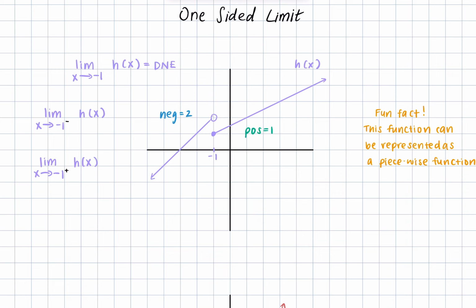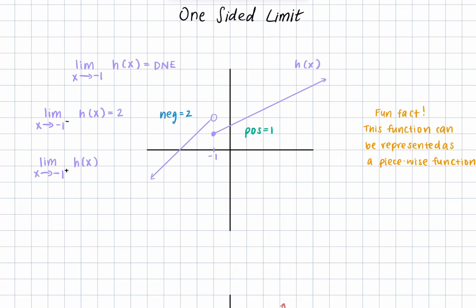Let's do the negative side first. And we've already done it. So as I come from the negative side to x equals -1, my y values are approaching the value 2. So the limit as x approaches -1 from the left-handed side, h of x equals +2.